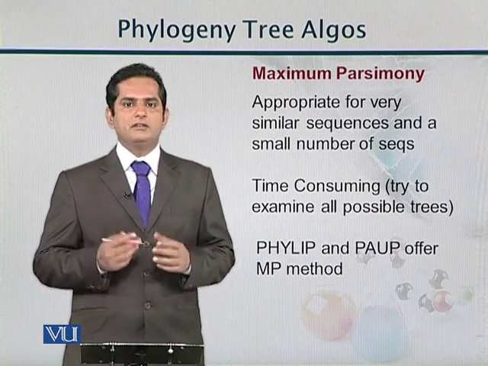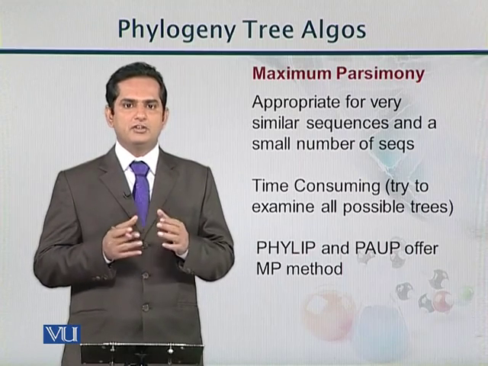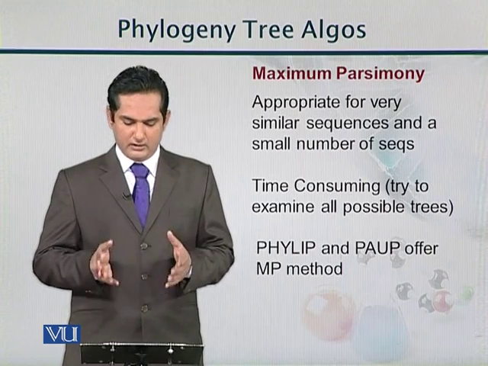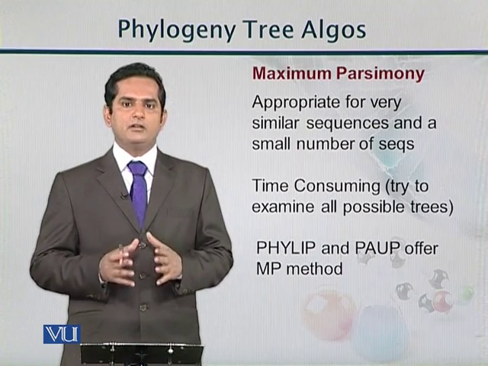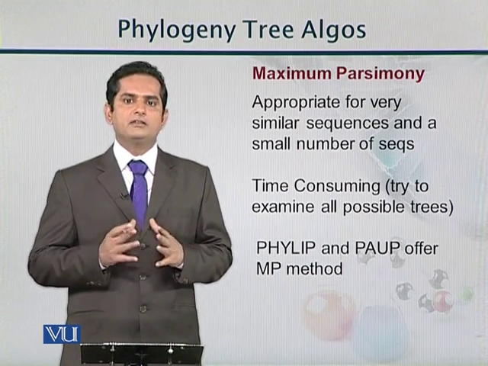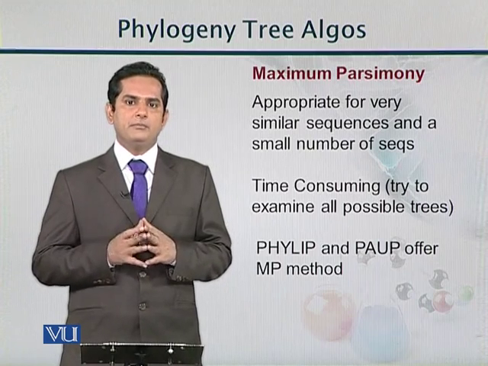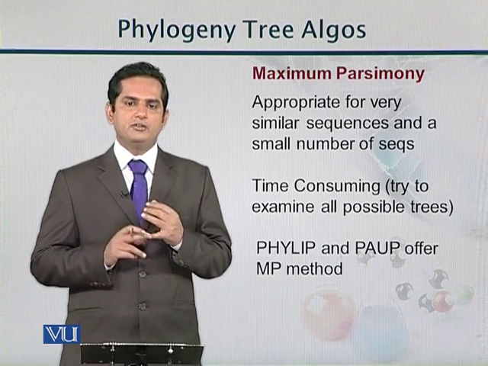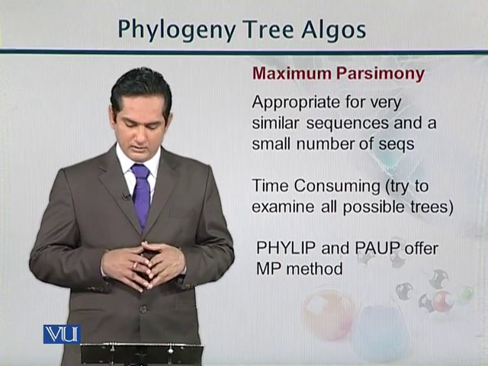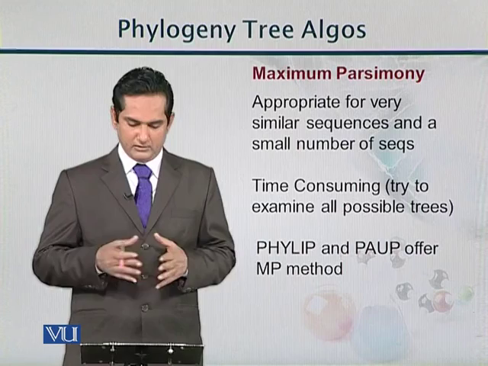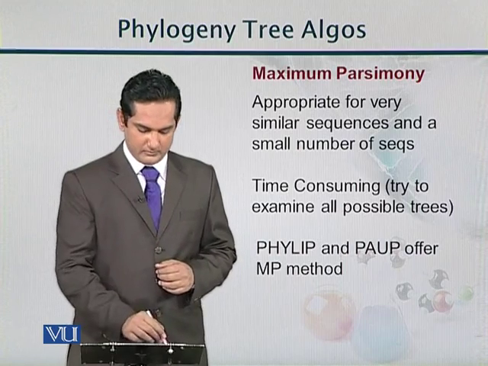This is appropriate for similar sequences which are very close to each other, and it's time consuming. There are different software packages available for calculating maximum parsimony. For example, one common package is PHYLIP, which stands for Phylogeny Inference Package, and PAUP, which both use this information of maximum parsimony.